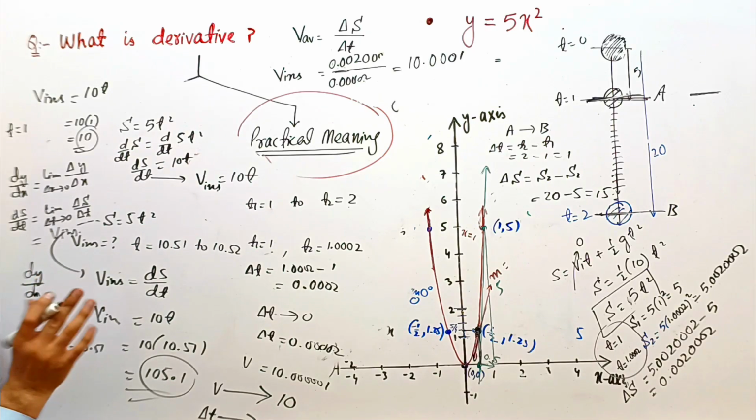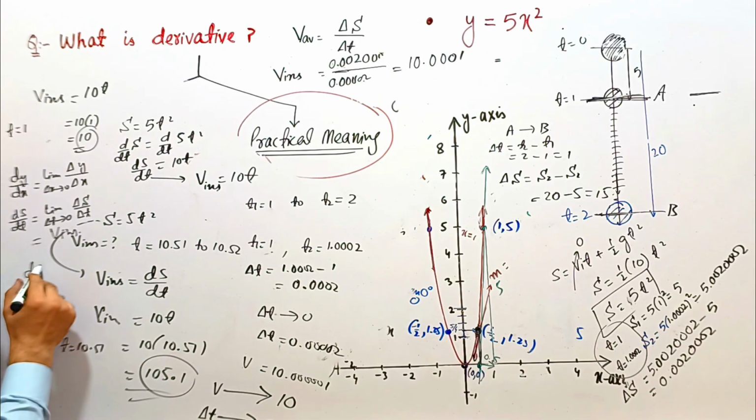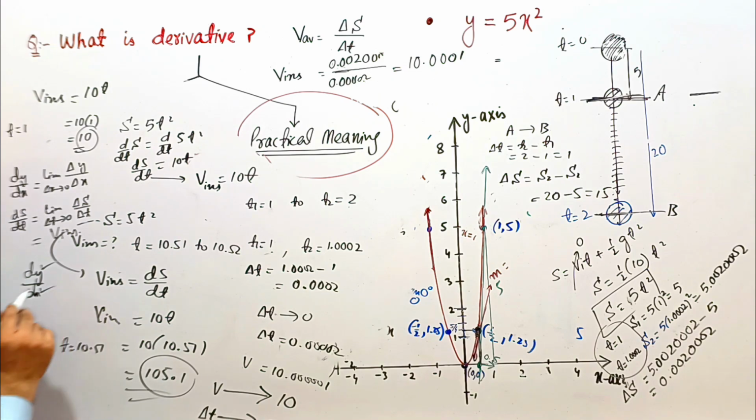So now, you tell me, what is this dy by dx, the slope, mathematically? What is its practical meaning? You just say what is this y and what is this x. If this y is v and this x is t, the derivative of v with respect to t will give you instantaneous acceleration.